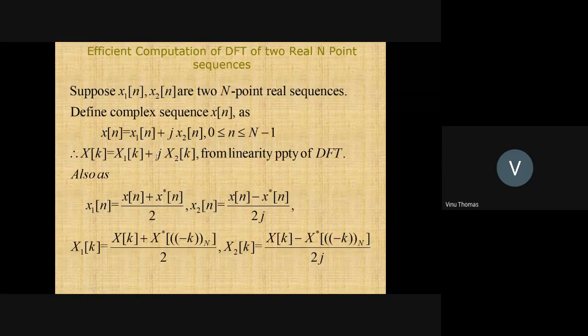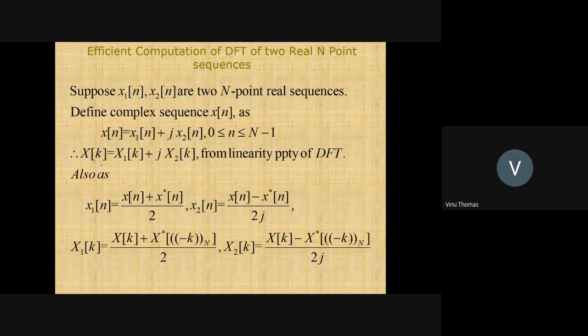So what is the total number of complex multiplications required to compute x1 of k and x2 of k? To compute this, you require n by 2 log n to the base 2. To compute this, you require 0 multiplications, and to compute this, you have 0 multiplications. So when x1 of n and x2 of n are n-point real sequences, the total is n by 2 log n to the base 2 plus 0 plus 0, which equals n by 2 log n to the base 2, right?